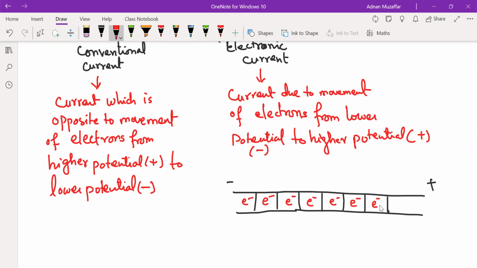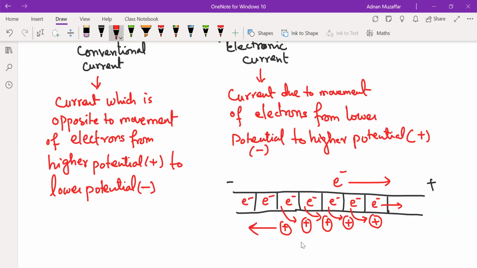So let's start from this electron. When this electron moves forward, a vacancy will be created. So definitely this electron will come forward to fill this vacancy. Then a vacancy will be created here. Then this electron will come forward to fill this vacancy, so a vacancy will be created here. This electron will come forward to fill this vacancy, so a vacancy will be created here. In this way, this process will continue. And you will see that as the electrons are moving to the right, these vacancies are moving to the left. It's very clear.